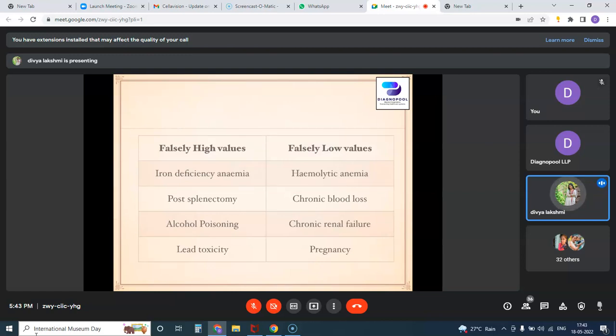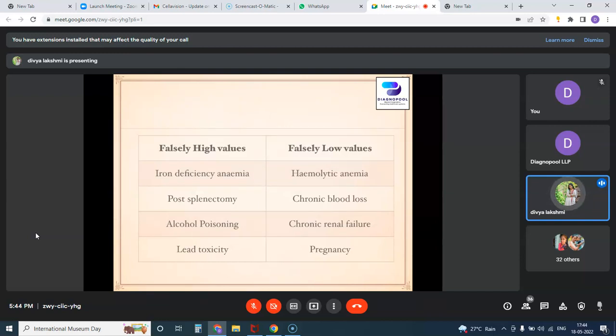Whenever HbA1c is abnormally high or abnormally low, we have to rule out these causes. So a little bit of history from the patient will help us to give the correct report. If the values and the history are not matching, we can repeat the test by a different method. HPLC method is the most standard method for doing HbA1c.